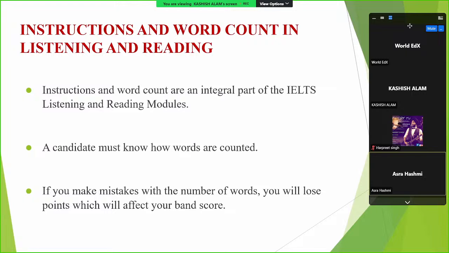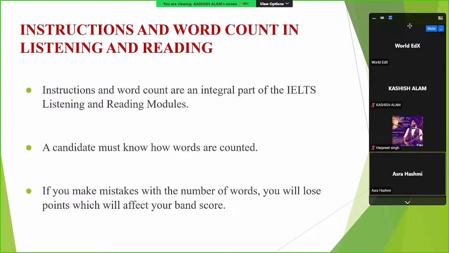Yes. Okay. The instructions and word count in listening and reading. See, instructions and word count are an integral part of the listening and the reading modules. Why? Because you need to know how many words you can write. The moment you exceed the word limit, your answers are going to be marked as incorrect. So suppose it is written that you cannot write more than 3 words or letters, you cannot exceed to writing 4 words or 4 numbers, because that would be marked as an incorrect answer. So you have to be very particular about the word count.